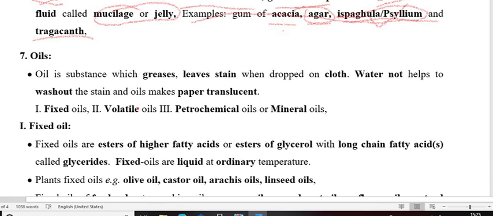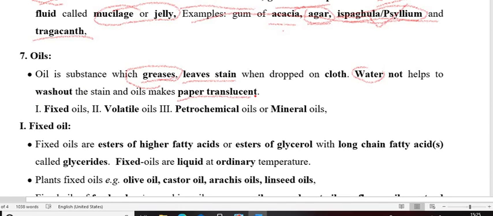Now we have to go through another very important component, and we call it the oils. The majority of oils that we use are of plant origin. When oil is applied over cloth or paper, it forms greasiness, and it leaves a stain, and that stain cannot be washed out with water. Another property is that paper with oil on it becomes translucent.